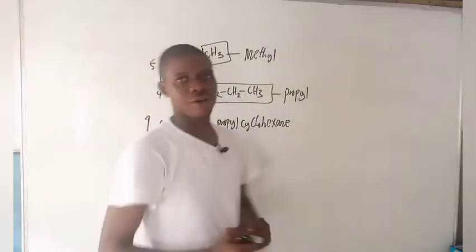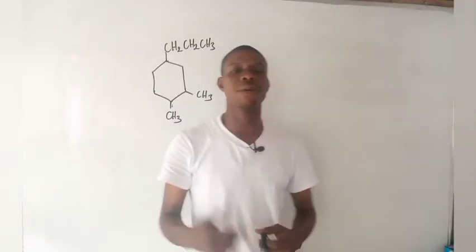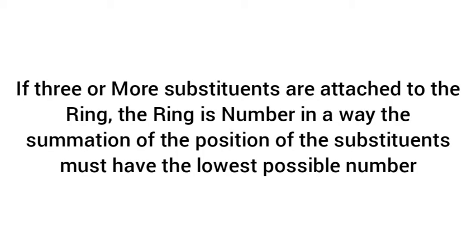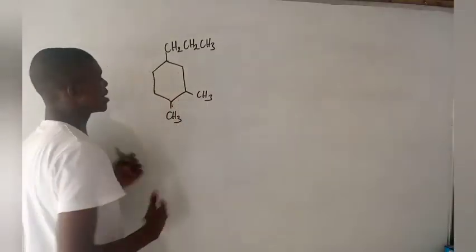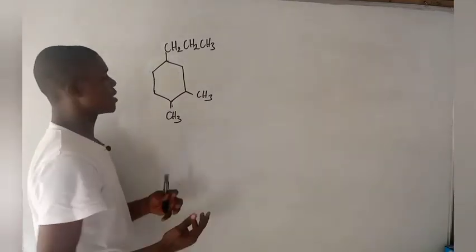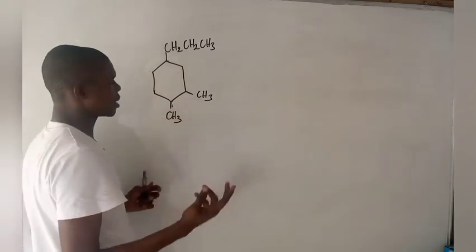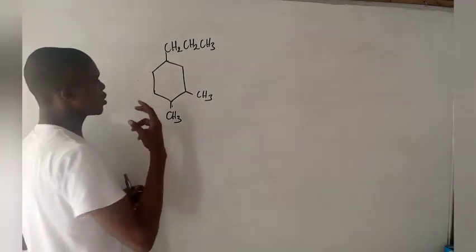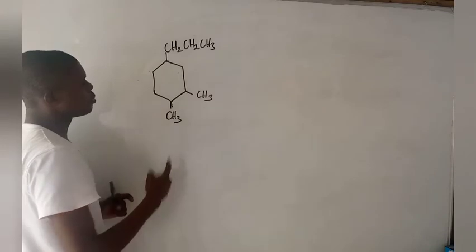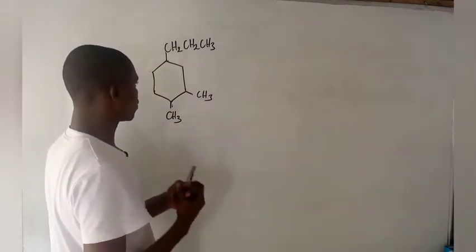So now let's move towards rule number 3. Rule number 3 states that if 3 or more substituents are attached to a ring, the ring must be numbered in a way that the summation of the positions of the substituents has the lowest possible number. If I look at this one here, there are different possible ways I can name it. I'm not using the first cyclic group in alphabetical order. I'm going to number in such a way that the summation of the positions of the substituents has the lowest possible number.